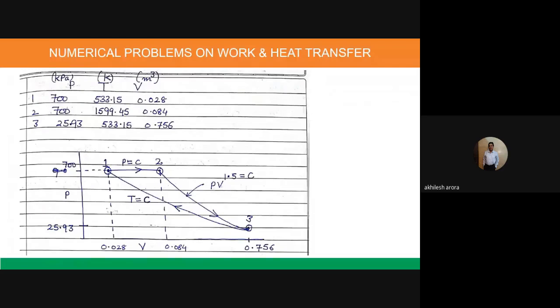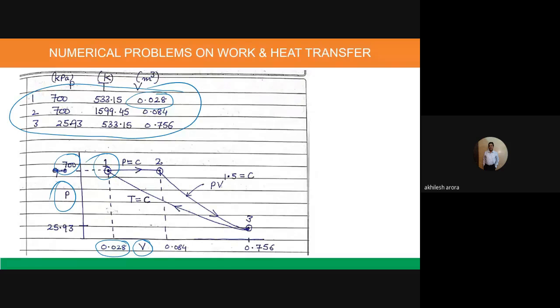Okay, let us proceed further. Now all these values are given to me. What is the value of p1? 700. So this is 700, and I am drawing the PV diagram, pressure and volume diagram. Volume is also known to me, so I can say that this is 0.28. So this point can be located easily.